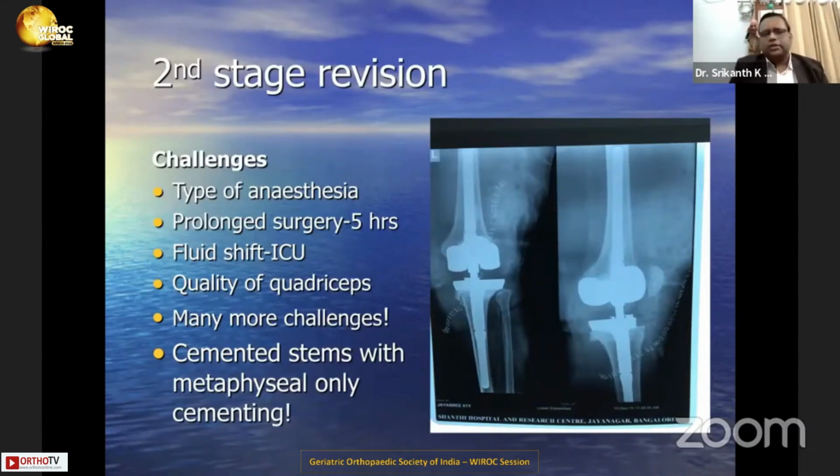So after many challenges, put a cemented stem with metaphyseal only cementing. It's quite important because recently, there was a situation in Bangalore where, in an infected case, a fully cemented stem was used. And unfortunately for this particular surgeon, the infection recurred 4 weeks post surgery, and there's no way to remove the cemented stem. So they had to do osteotomy of both the tibia and femur and take it out, and unfortunately had to fuse the knee.